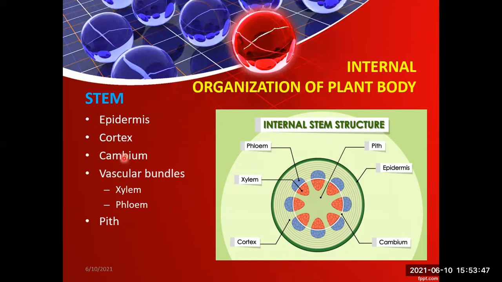Then the cambium. Cambium is the tissue through which the stem gains its girth towards the outside as well as the inside. Then the vascular bundle, xylem and phloem, consists of parenchymatous as well as non-parenchymatous tissues. Then in the center, there is a pith. Pith consists of dead cells and is present in all types of vascular plants.